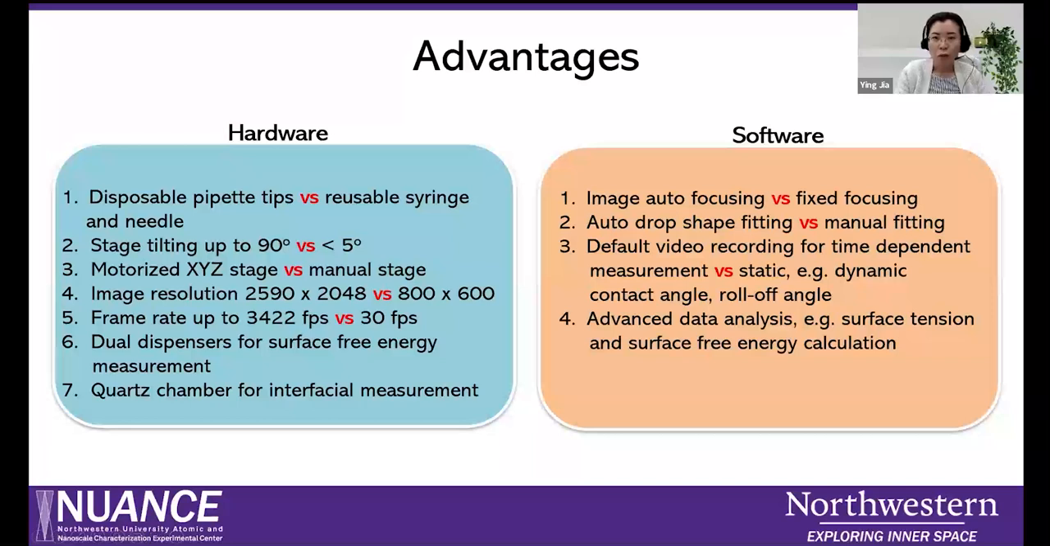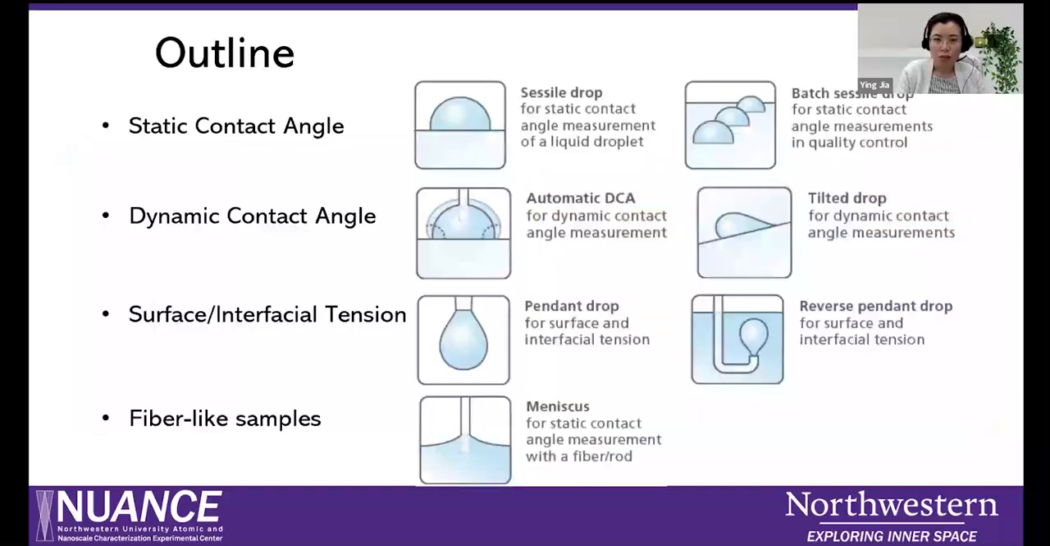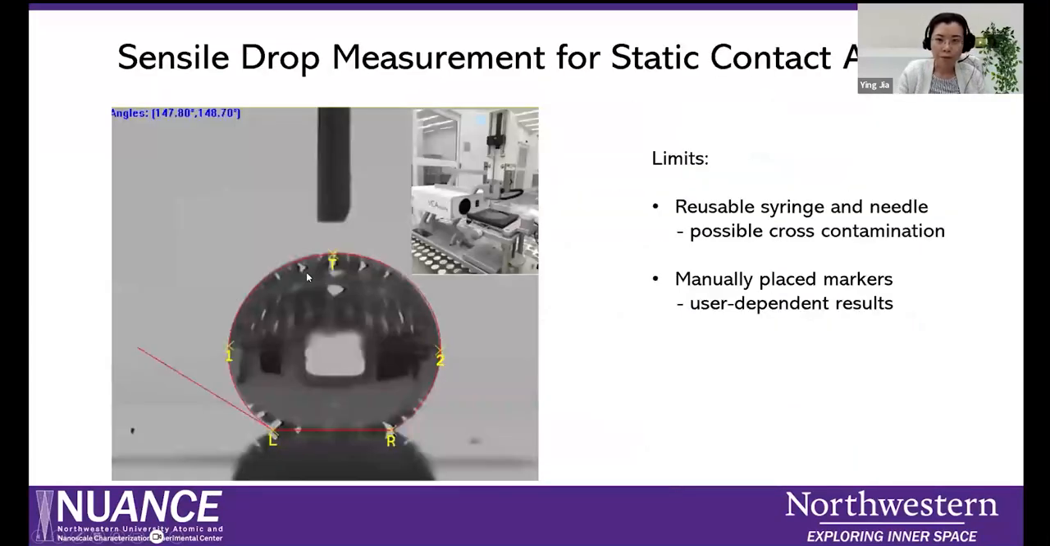Okay, so how do these advantages make a difference, and what kind of measurements will they impact? This comes to an outline of the talk today. We will see how those upgrades enable us to do, or make a difference in, these kinds of measurements. There are static ones, such as sessile drops, and dynamic ones. We'll go through them one by one.